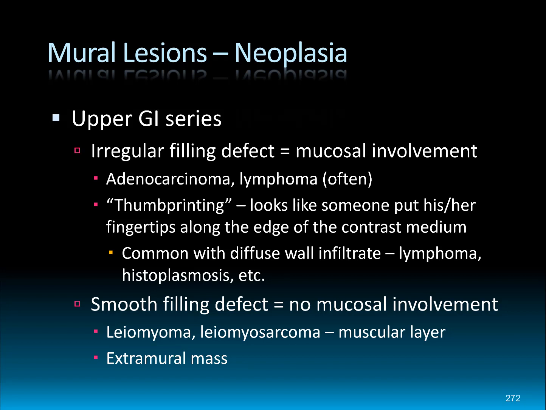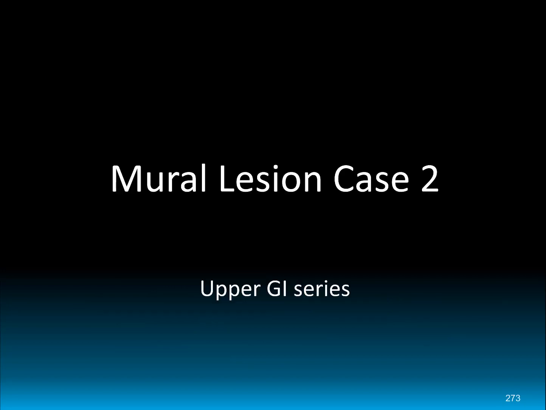If that wall filling defect is smooth, then that suggests there's no mucosal involvement, and probably the lesion is coming from deeper in the wall, which is where leiomyoma or leiomyosarcoma or gastrointestinal stromal tumor would tend to come from. And of course, we have to consider extramural mass if it's a mass that's outside the GI tract entirely.